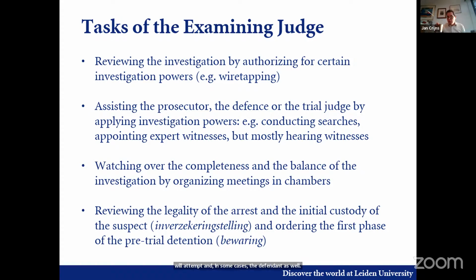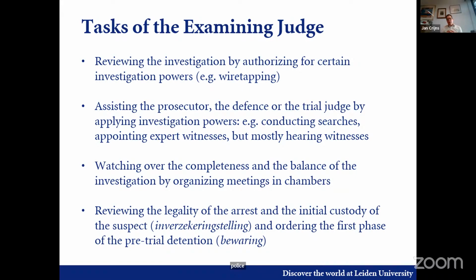But it's an important role, and another advantage of witnesses being heard by the examining judge is that the examining judge may order the witness to come, and then the witness must obey this order of the examining judge. He must come to the hearing and he must answer questions. And that is different for hearing witnesses by the police.